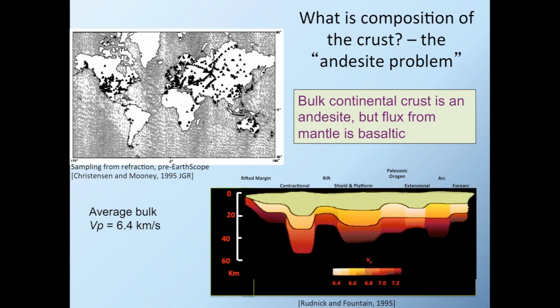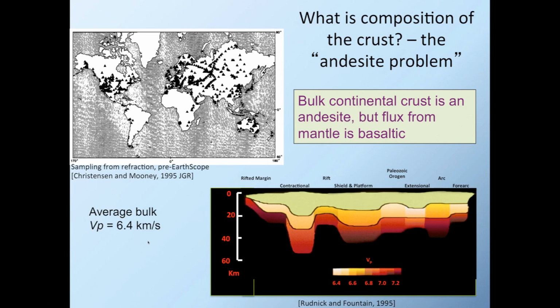Okay, so back to this crustal growth problem. I'm just going to touch on this because I think there's a lot of opportunity for new work here. But the basic issue is that on average, continental crust looks like what you might call an andesite, a rock with 60% silica, with average P-wave velocities on the order of 6.4, and yet everything that comes out of the mantle in plateaus, in arcs, and volcanoes is ultimately a basalt, is much more mafic.